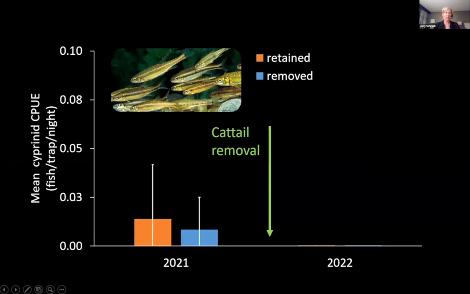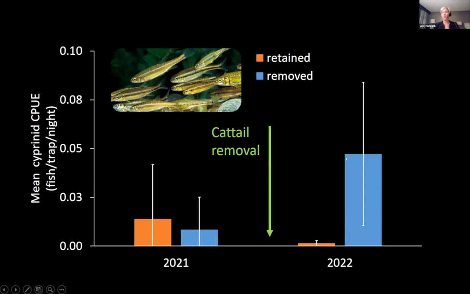And what you see is these numbers on the y-axis, like 0.03, 0.05 fish per trap per night, are small, right? We didn't catch a lot of minnows overall. And you can see before we remove cattail, hardly any. And you can see there's lots of variability, which is why these error bars are really wide. When we remove cattail, we did see significantly more minnows in our cattail removed plots. So once the cattail was cut.